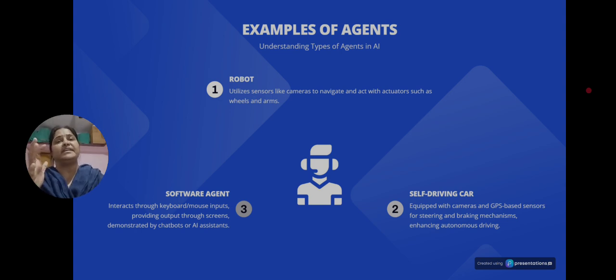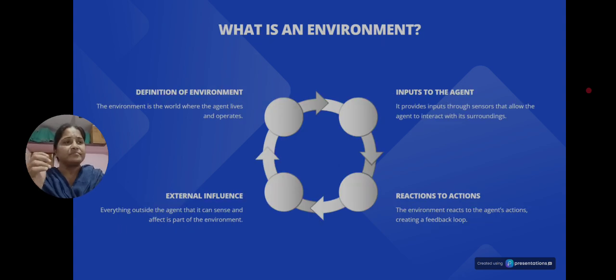Next we can take a well-known example of an agent, a software agent, which I have already spoken about many times in my previous videos: chatbots and AI assistants like Siri, Alexa, etc. The actuators here are the screen output. Siri or Alexa will recognize our voice, that is, the human voice, and act accordingly. For this, the actuator we need is the screen output. So these are all well-known examples of agents.